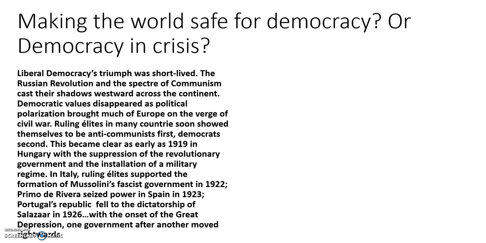Now we can sense this underlying instability across Europe when we look at what happened to the successor states, the nation states that emerged out of the collapse of empire, these new democracies that have been created by the peace treaties. And there's a quote here from Mark Mazower. You've all got the Mazower book. It's a brilliant book, well worth reading. And he states that liberal democracy's triumph was short-lived. Fear of communism, created by the Russian Revolution, created a political climate in which authoritarian regimes would prosper. And as Mazower says, democratic values simply disappeared in the interwar years.